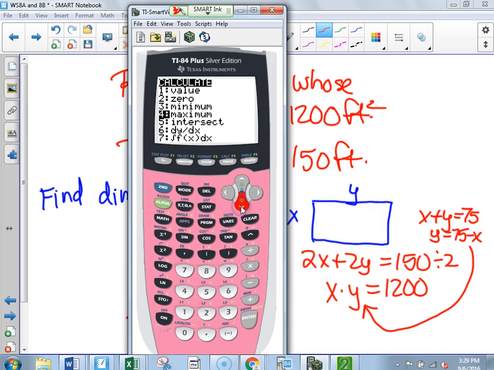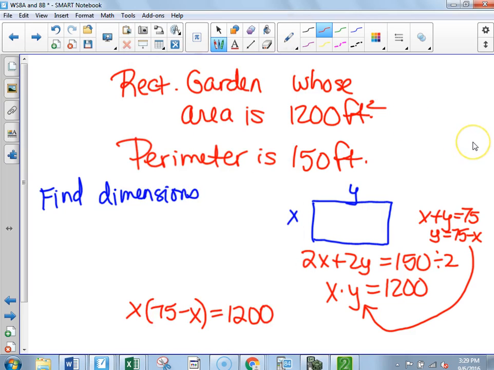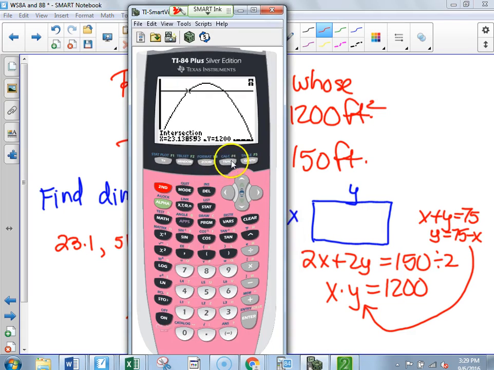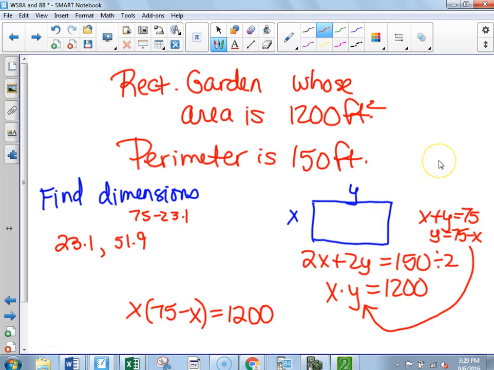Let me show you what happens. If I find the intersection, it doesn't matter which one I find, I got 23.1. What do you think? What's 75 minus 23.1? 51.9. So let's see if that's the other intersection point over there. 51.9. Okay, so the dimensions would be 23.1 feet by 51.9 feet to give you an area and a perimeter of this.